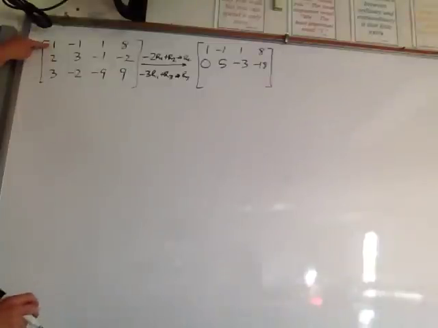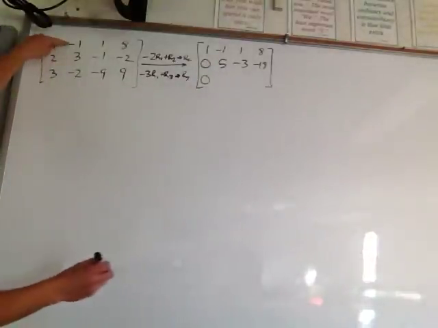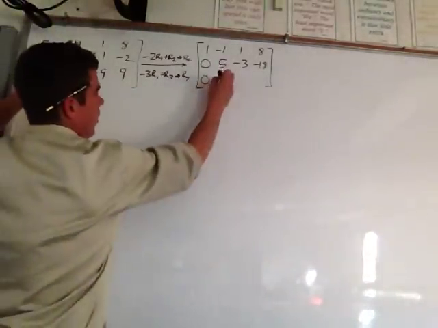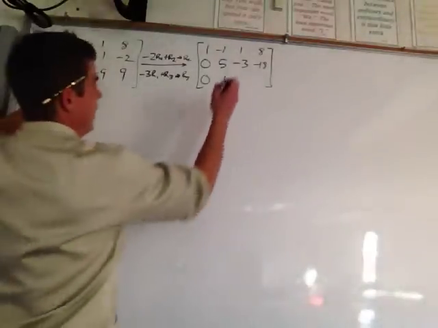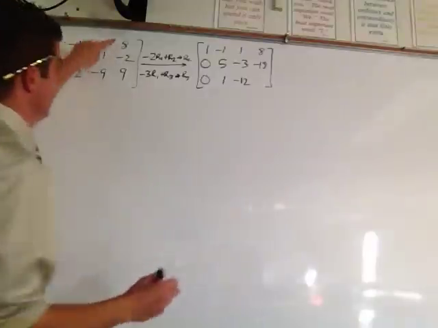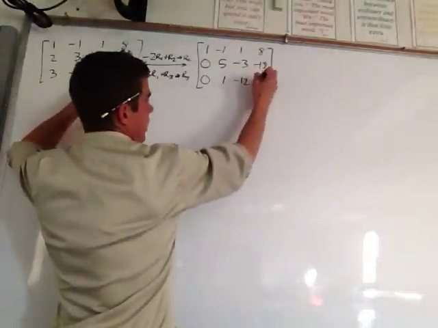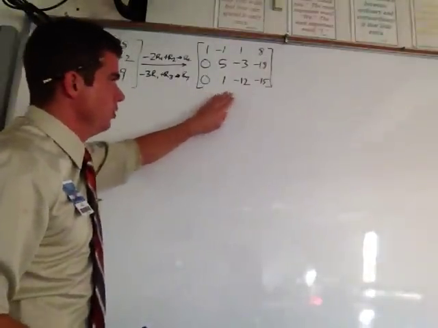So negative 3 times 1 is negative 3, plus 3 is 0. Negative 3 times negative 1 is 3, plus negative 2 is 1. Negative 3 times 1 is negative 3, plus negative 9 is negative 12. Negative 3 times 8 is negative 24, plus 9 is negative 15. And this is now my reduced matrix.